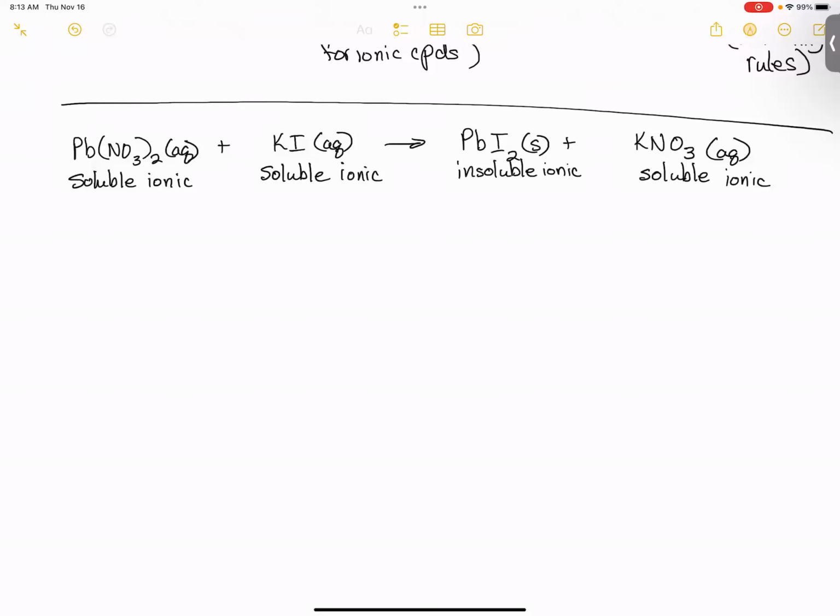Folks, all I've done so far is repeat what I said on Tuesday. But now we're going to add what we just learned. This is a precipitation reaction because lead 2 iodide is a solid. And that's what it means to be a precipitate, is you form a solid.